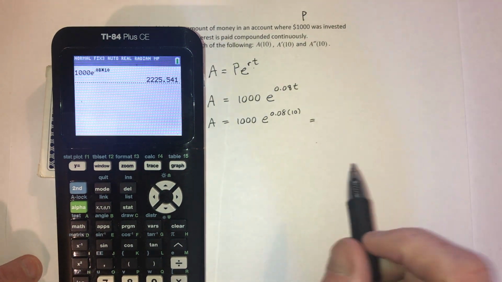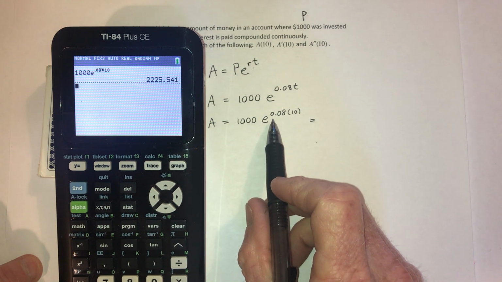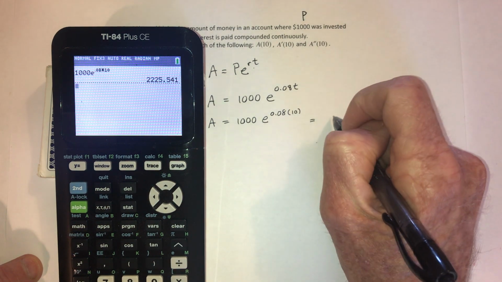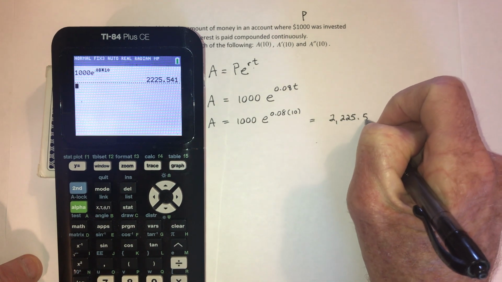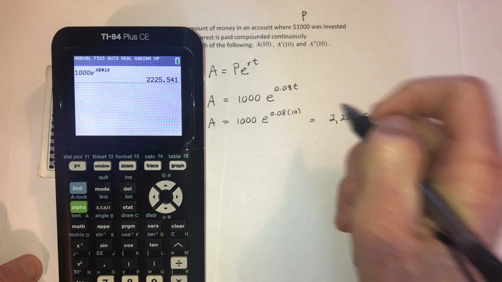So that means that if you're getting paid 8% interest, then after 10 years, the account is going to be worth $2,025.54.